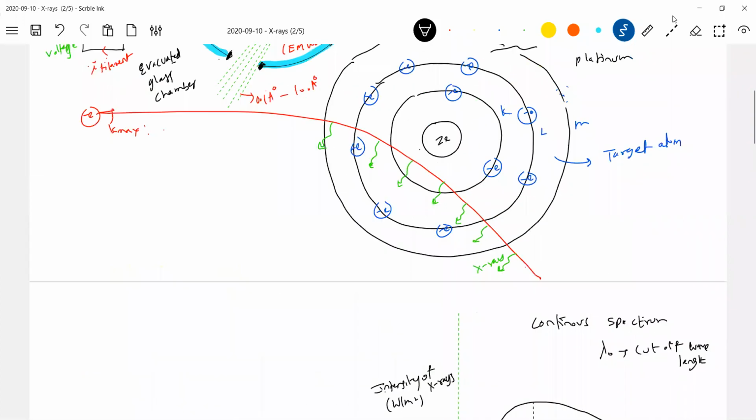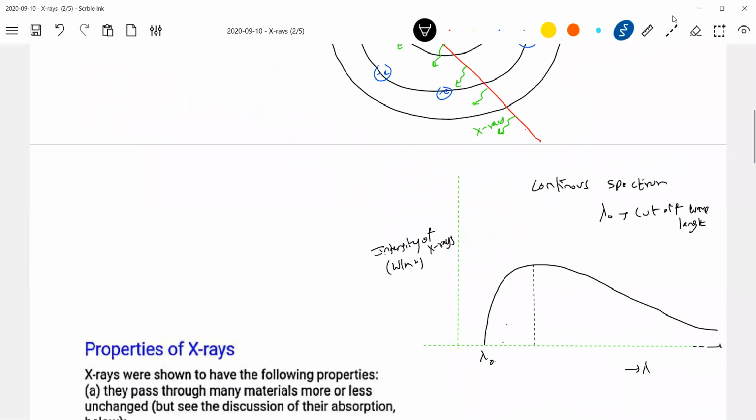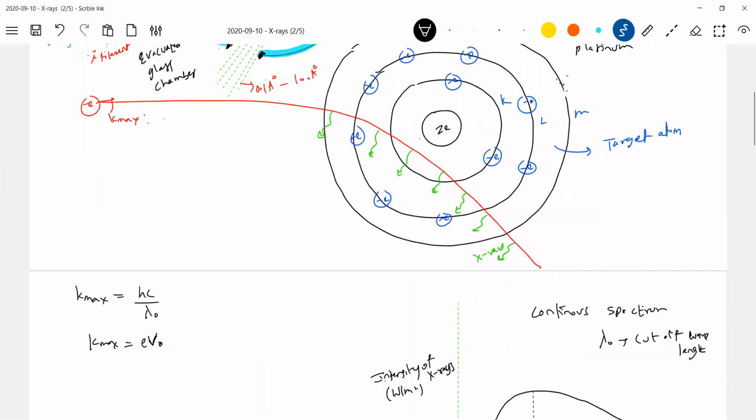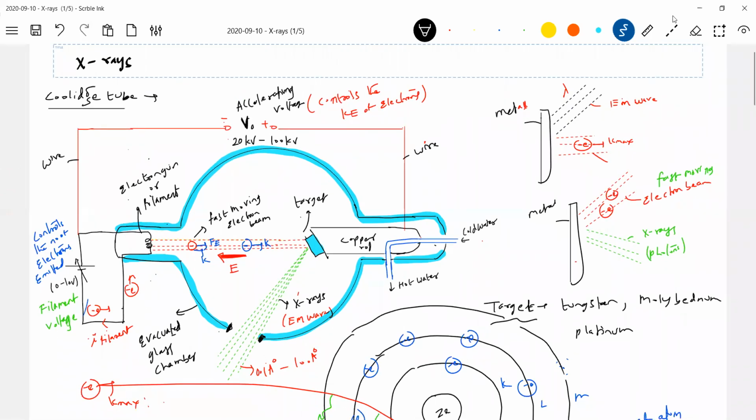So who will produce that lambda naught? There will be one group of electrons where the whole kinetic energy of the electron is converted into X-rays. If the whole kinetic energy gets converted into X-rays, then the energy is hc by lambda naught. And what is K max? It is eV naught, where V naught is the accelerating potential. That I'll give the symbol V naught. So all the kinetic energy, K max, you call it.